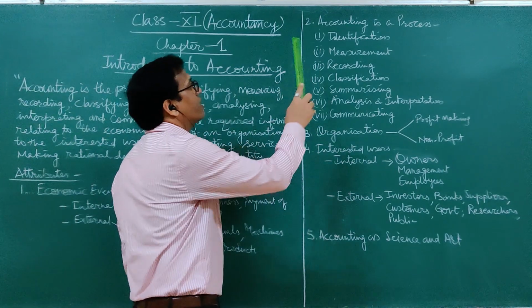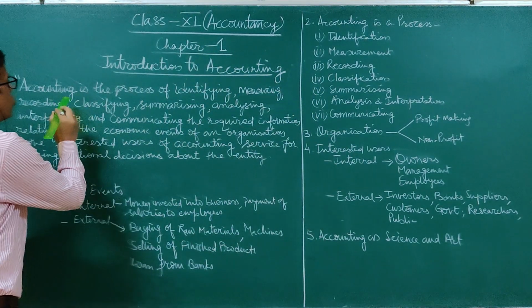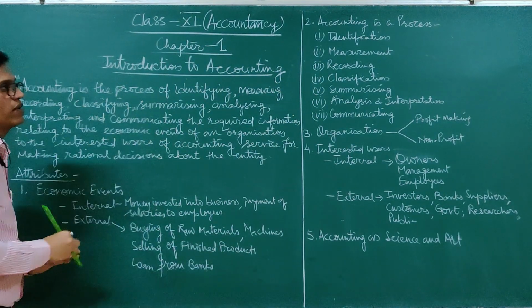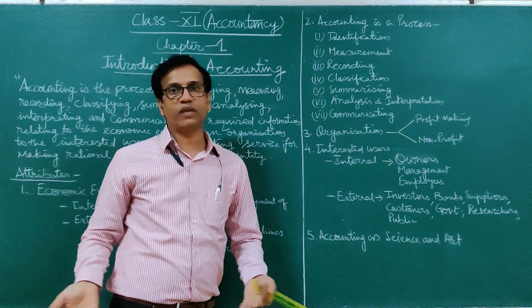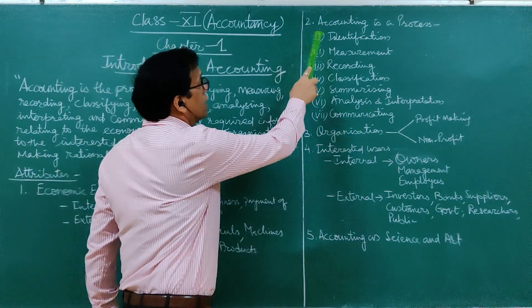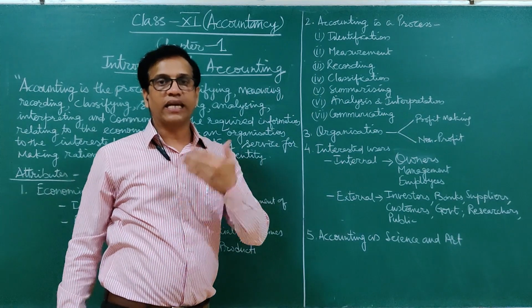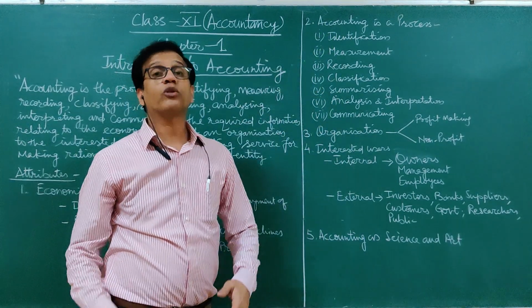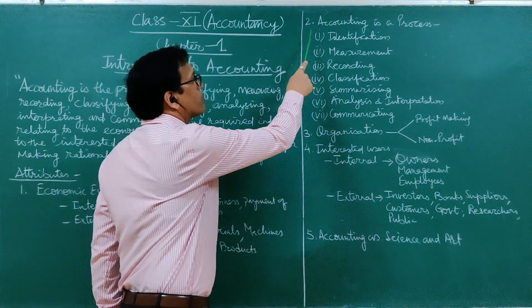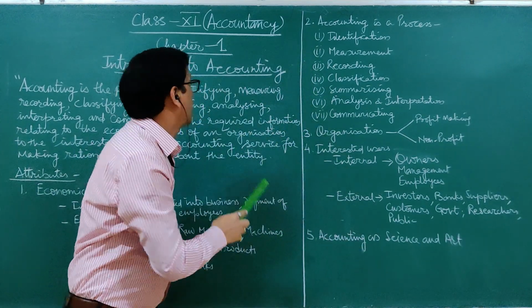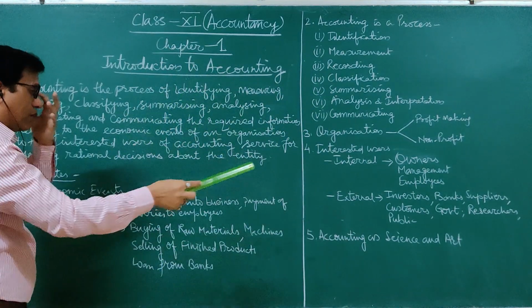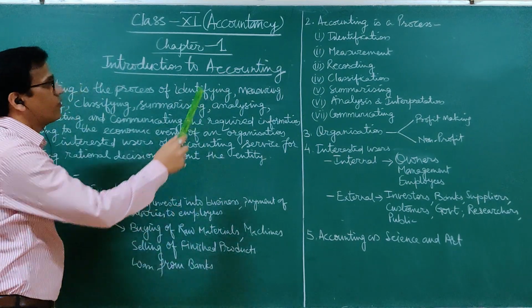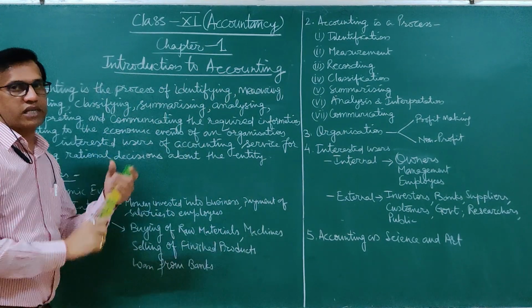Then the second point: accounting is a process. That means accounting as a process we have to study. So the second attribute, as a characteristic, is that accounting is a process. Process of what? It involves these 7 steps, and all these 7 names were written in both of those definitions. From there we have taken them here in our standard meaning.